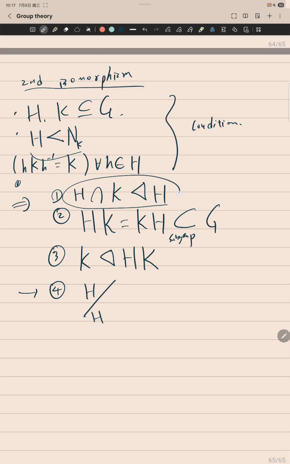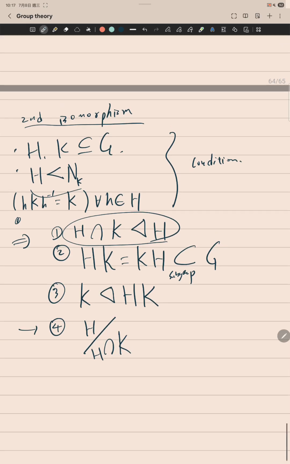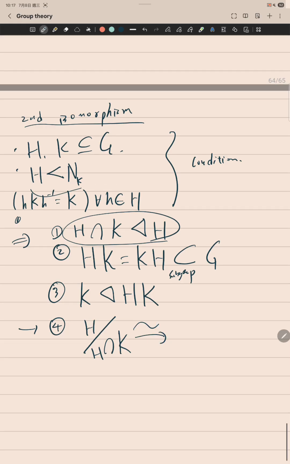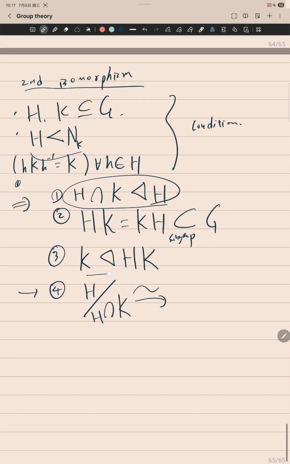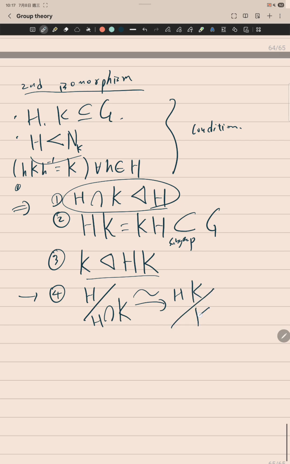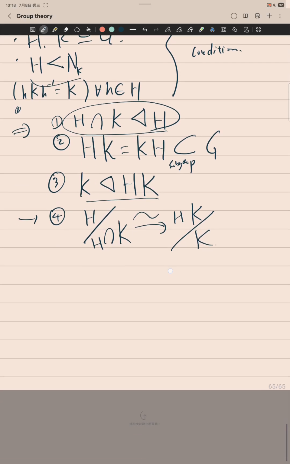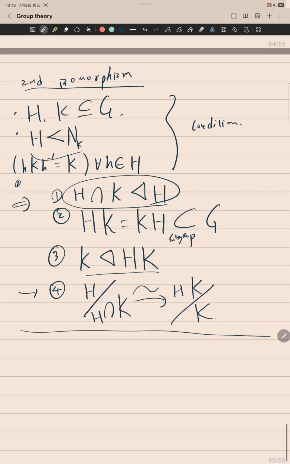Finally, we have the similar isomorphism theorem. You can see that H intersection K is a normal subgroup of H, so H intersection K as a quotient group is isomorphic to what? To this one, right? HK quotient K. Okay, so now we need to prove one by one. It's a little bit complicated, but hopefully you guys bear with me. And if you can, pause the video and think about it.